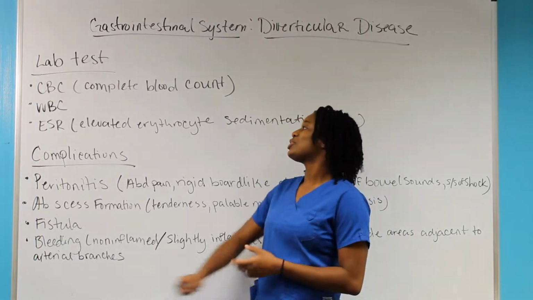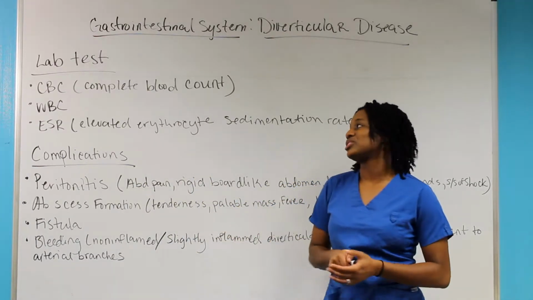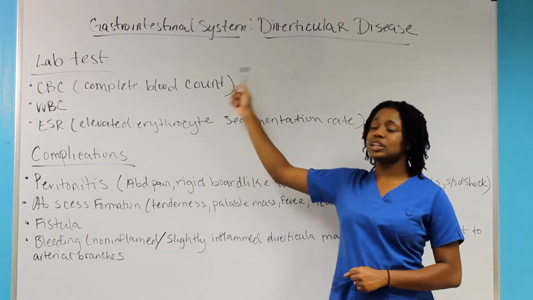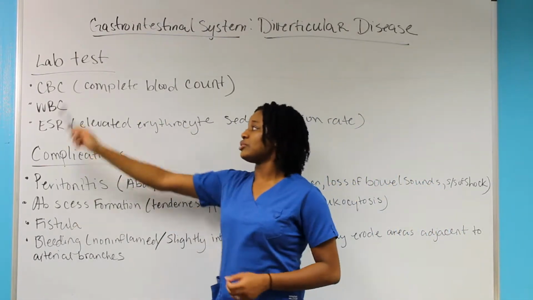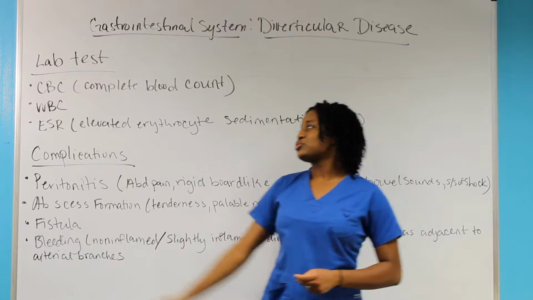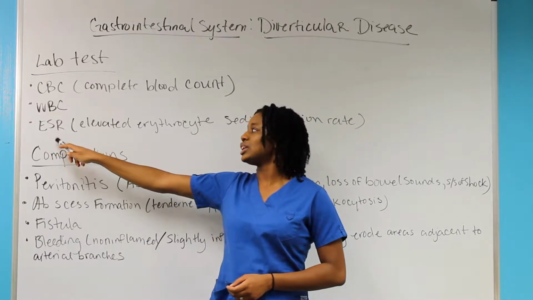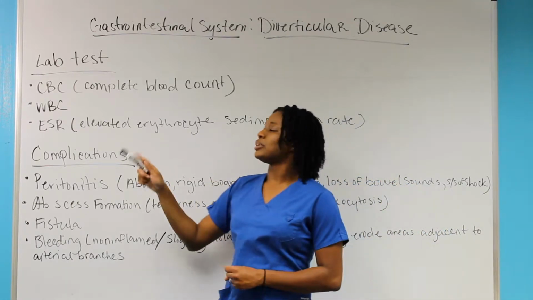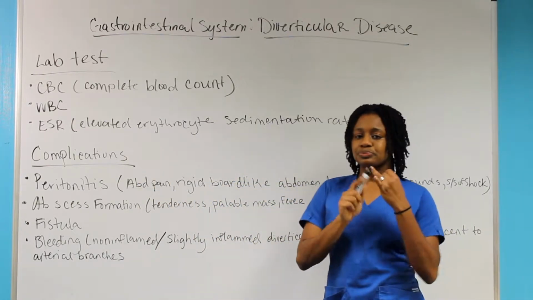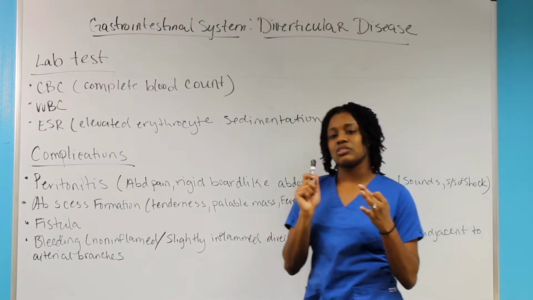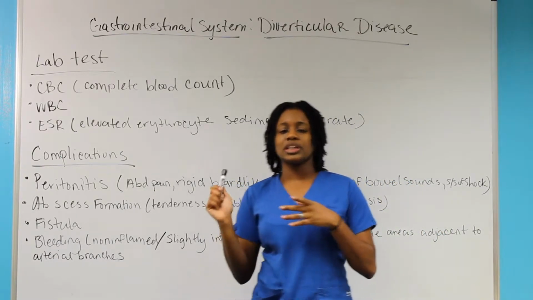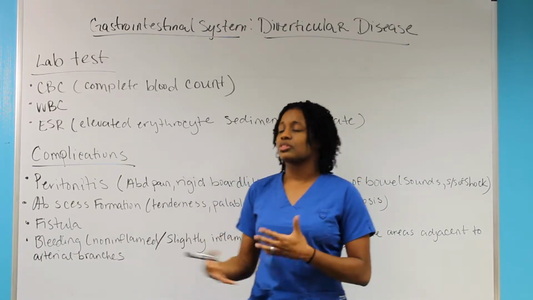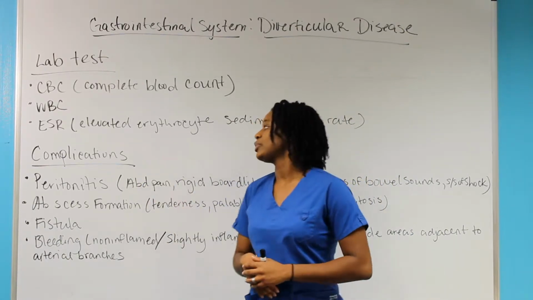Okay, so now we're going to go on to the lab test. The lab test that they're going to check is your CBC, and CBC pretty much stands for complete blood count. And what you have in your CBC, you have white blood cells. I'm not too sure, but they may have ESR, which is an elevated erythrocyte sedimentation rate, because I do know that they do have your white blood cells, red blood cells. They definitely have your platelet count, your hemoglobin, hematocrit. Those type of labs you're going to see in your CBC, okay?